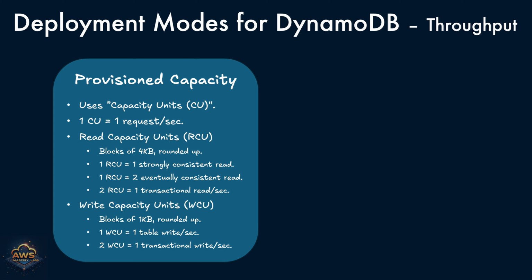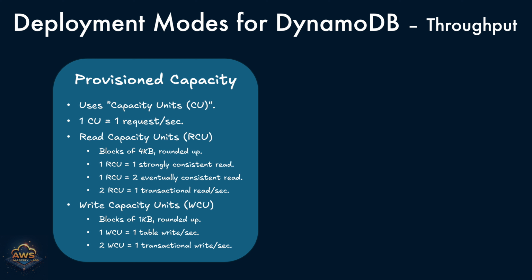On the right side, we use write capacity units, WCUs. Writes are billed based on 1 kilobyte of data per item. So 1 WCU allows you to write a 1 kilobyte item to the table once per second. Larger items are rounded up to the nearest kilobyte. And just like with reads, transactional writes, which are atomic and isolated, require double the capacity. 2 WCUs for 1 transactional write per second.